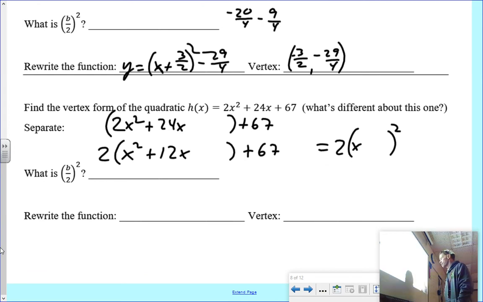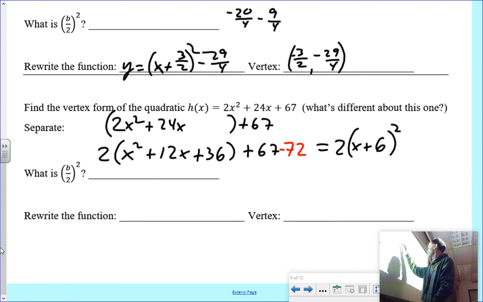Okay, and again, same deal. Just work on the inside. So 12 divided by 2 is 6. So this is going to be 6. 6 squared is 36. But here is the other wrinkle. I'm still going to subtract something on the outside, but I'm not subtracting 36 this time. I'm subtracting 72. Why is it 72?